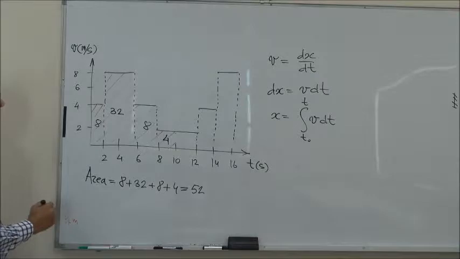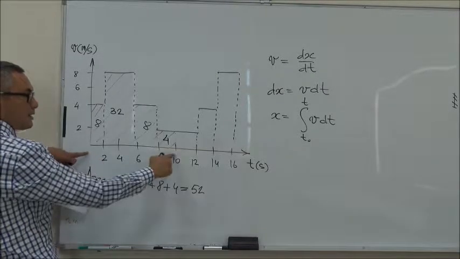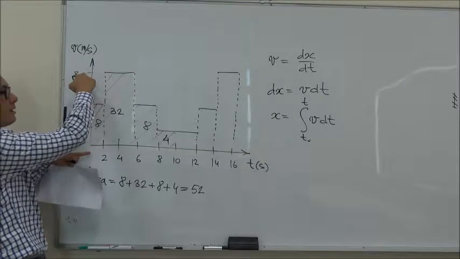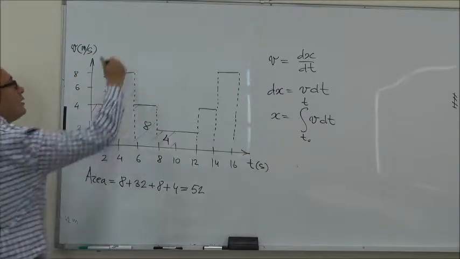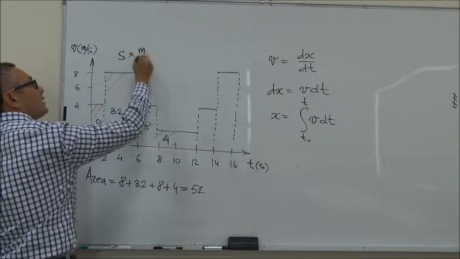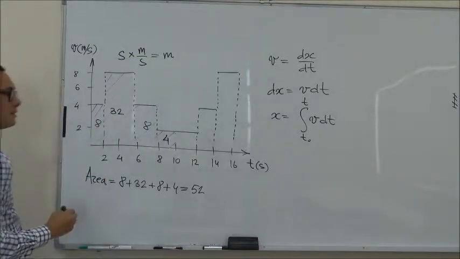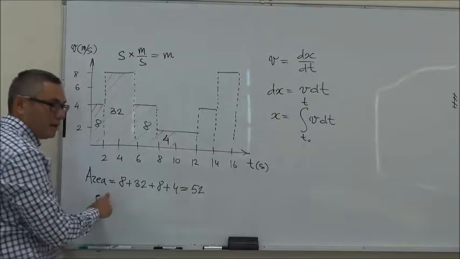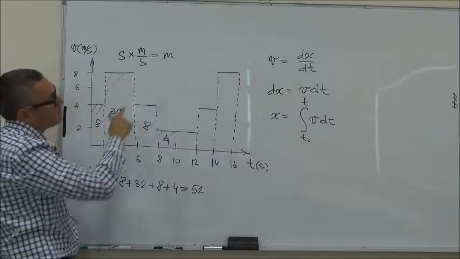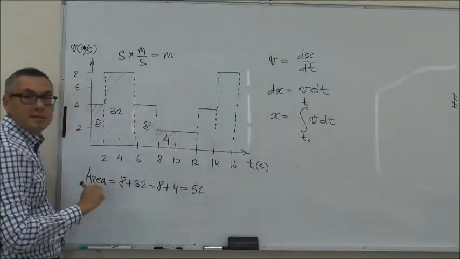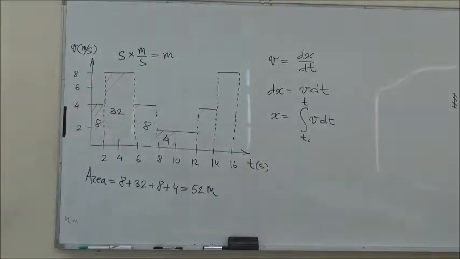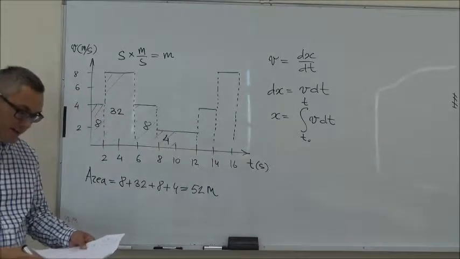52. Now, remember that this axis has units of seconds and this axis has units of meters per second. So when we calculate the area, we're multiplying seconds by meters per second, and so we should get meters. So when we say this is the area, it's not an area in the sense that it's in meters squared, but it's the area measured in meters. So it's the distance. So 52 meters. So that's part A.